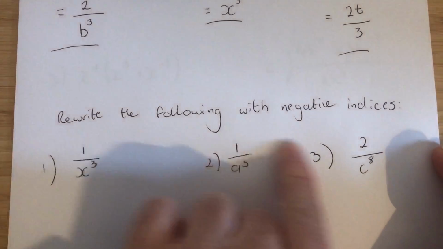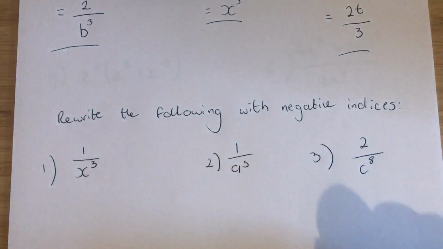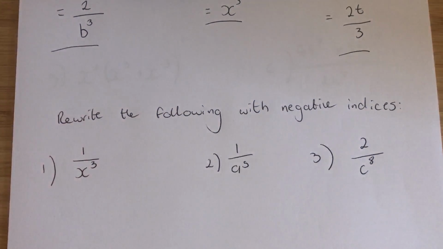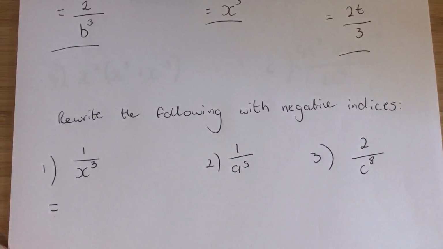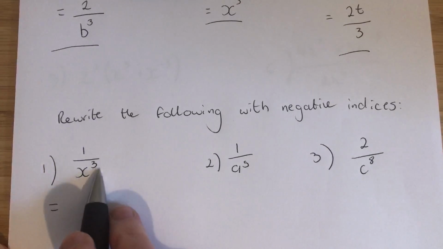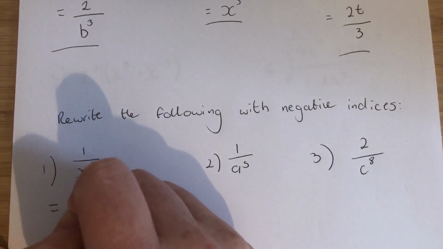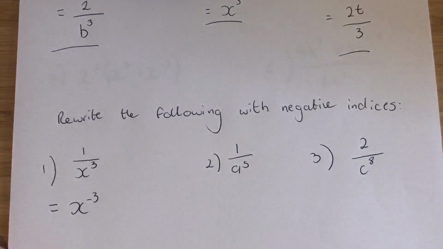This one says, rewrite the following with negative indices. So if you had this and you were trying to multiply it by something else and maybe you needed it to be a negative power before we could actually do the rest of it, it's quite useful to do this. So 1 over x cubed. With a negative power, that would be x to the power of negative 3.